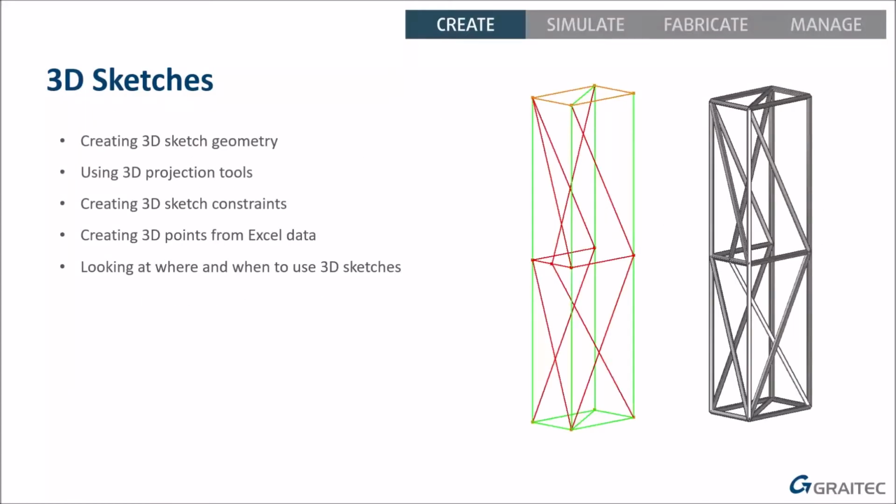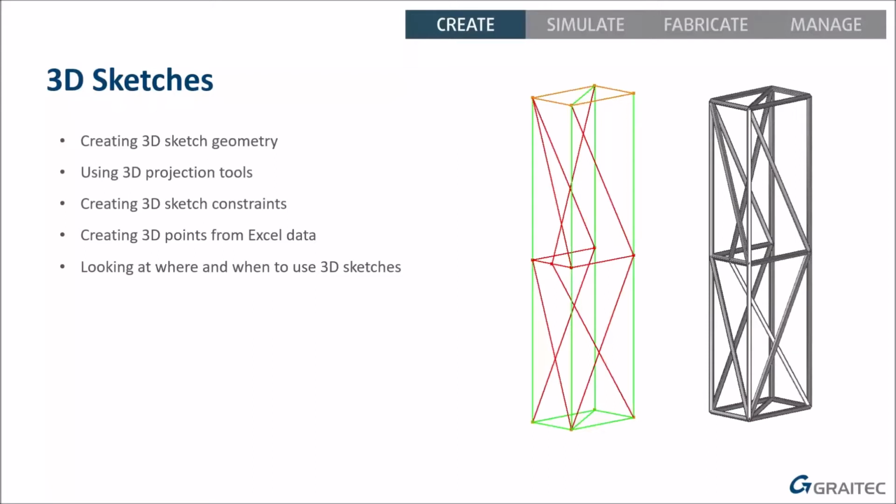All right. So today we're going to have a look at 3D sketching in Inventor. So the things that I'd like to cover today will be creating 3D sketch geometry in Inventor, using some of the 3D projection tools that are included, creating 3D sketch constraints. So we'll be looking at some of the sketch constraints in the 3D environment. And we'll also look at actually importing points, 3D points from Excel data.